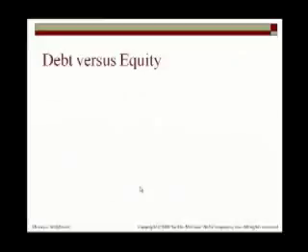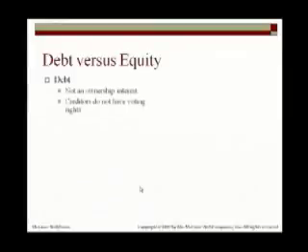Let's look at debt versus equity. Now remember, corporate bonds are a form of debt and stocks are a form of equity. Stocks are ownership. So debt is not an ownership interest. Debt is a legitimate business expense. Creditors don't have voting rights. However, they do have legal rights, and if the creditors are not paid, they can force the company into bankruptcy and take over the company from the stockholders.